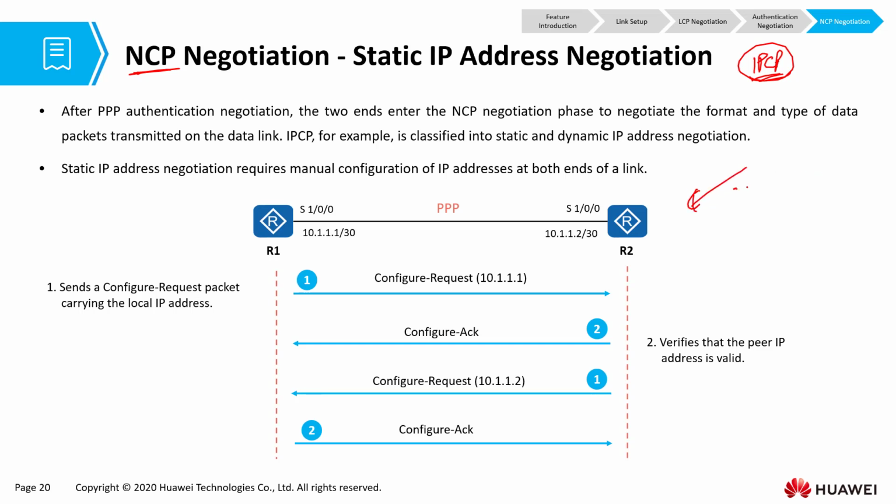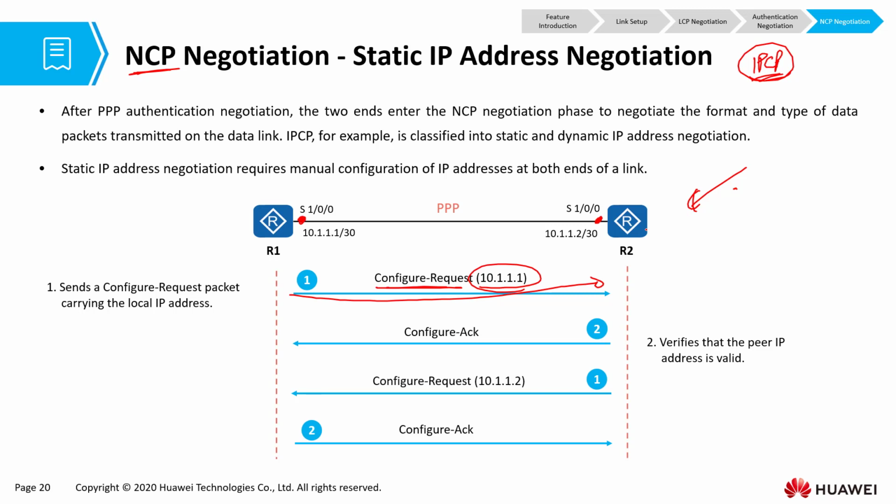This illustration right here is for the static IP address negotiation. Static IP address negotiation means this guy here has his static IP configured, this guy here has his static IP configured. So what is going to happen? The first packet from router 1 to router 2 is going to be a configure request specifying his own interface IP. Now, each end basically will send a configure request packet carrying the locally configured IP address.